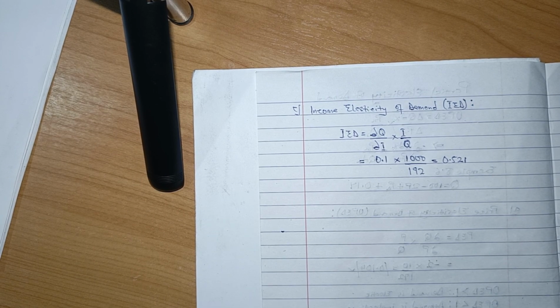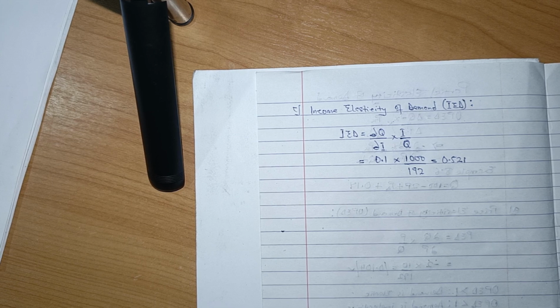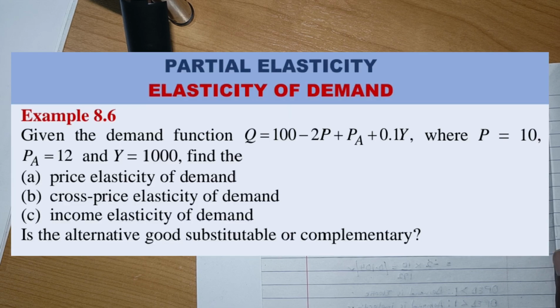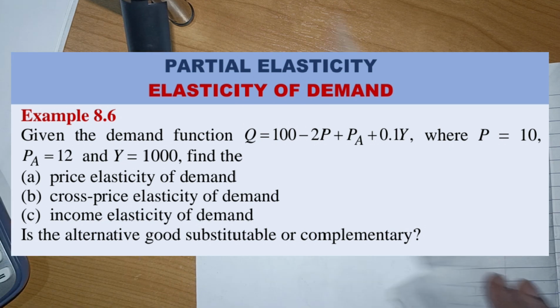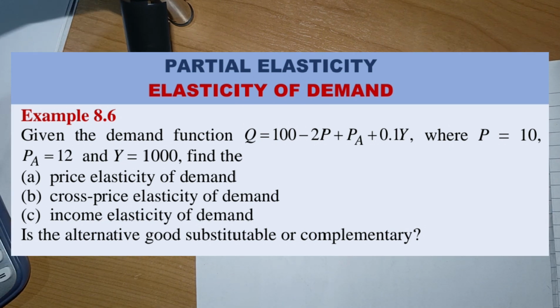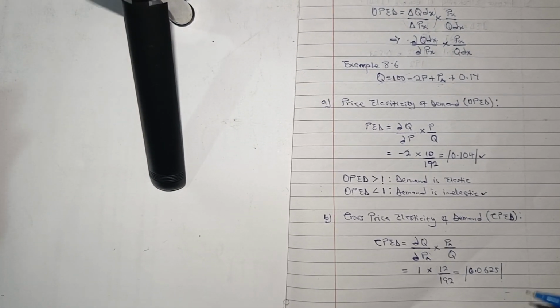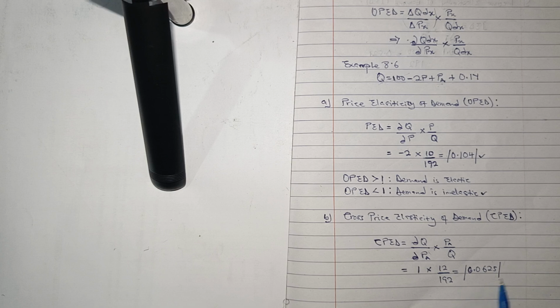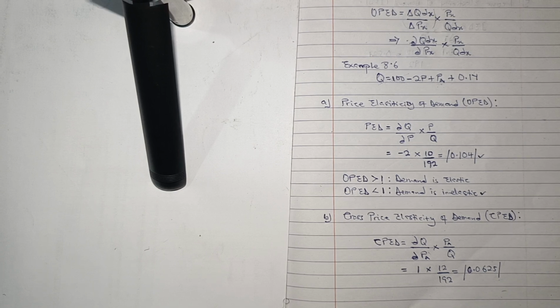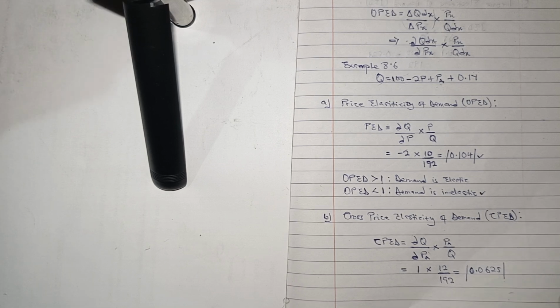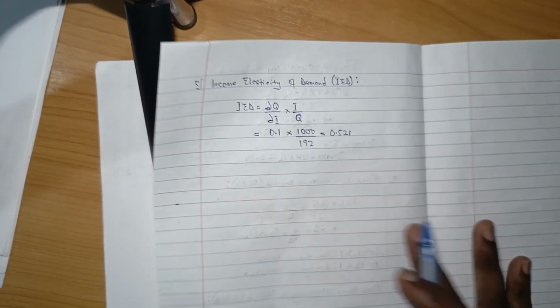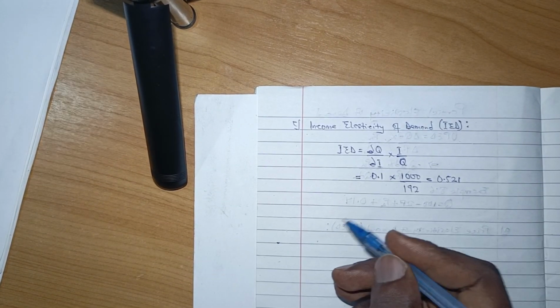All right. The last part of the question asks, is the alternative good substitutable or complementary? We've already answered that. We are saying that when the cross price elasticity is positive, then we are looking at a substitute good. So you can write that the alternative good is a substitute good. That's the final answer.